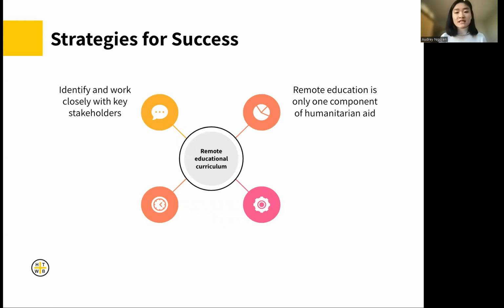Another important consideration is that remote education is really only one component of humanitarian aid, and it's not necessarily a great solution in all settings. And so one thing we do know is it's an emerging field. There's no one standardized protocol for doing it, but we do see a growing need for it. And if you and your community partners are considering that this could be something that is very useful, it's important to still try it and roll it out if you feel like the need is there.